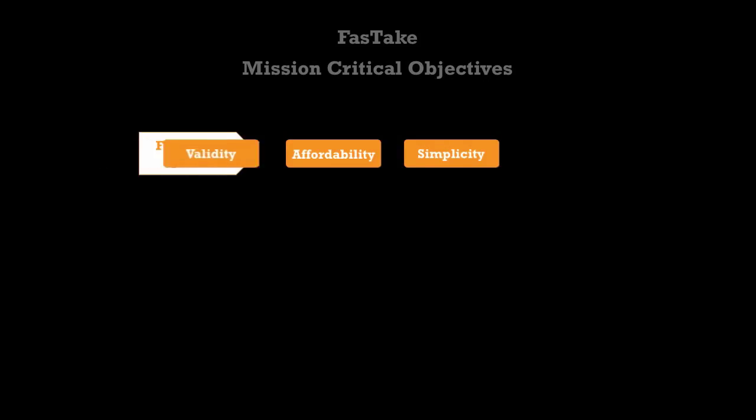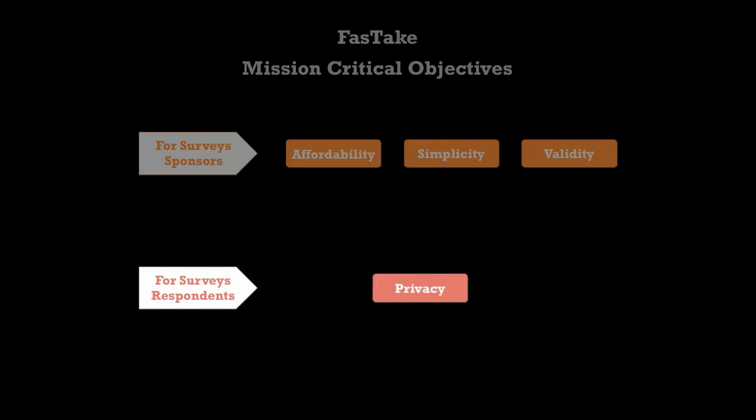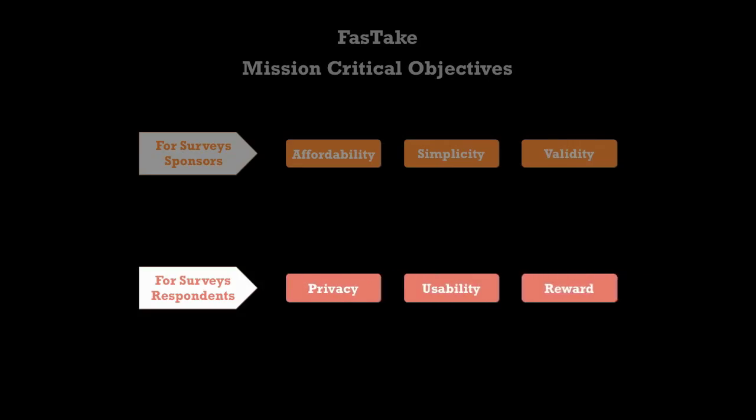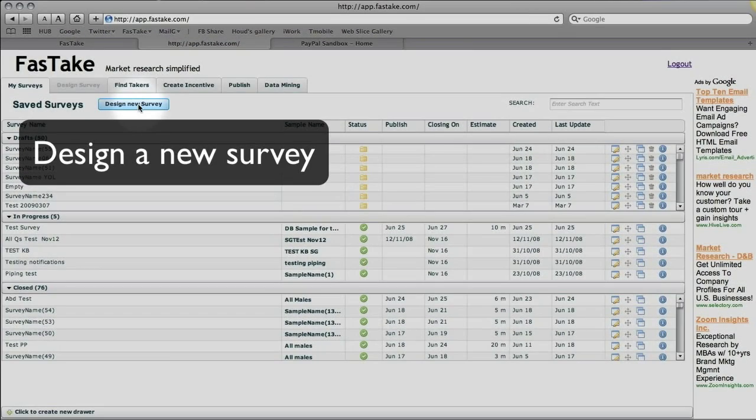In this endeavor, FasTake has mission-critical objectives for two parties. One, survey sponsors: to provide them with a tool that's affordable, simple, and that ensures the validity of the data they collect. Two, respondents: to uphold their privacy, make sure the process is as painless as possible, and guarantee that their time is rewarded. With this achieved, the respondents are happier, answer quicker and better, which makes sponsors get better data quicker and makes them also happy to provide incentives. FasTake's all about creating this win-win situation for everybody.